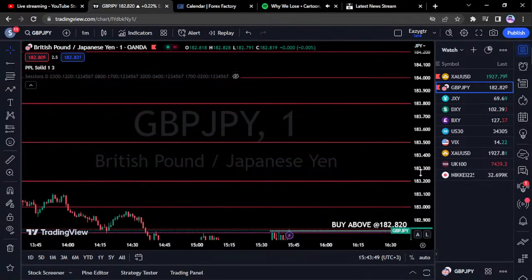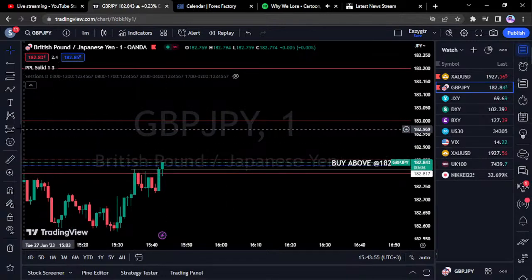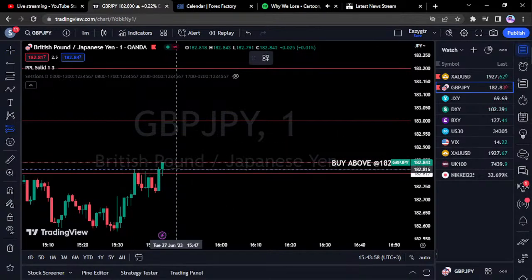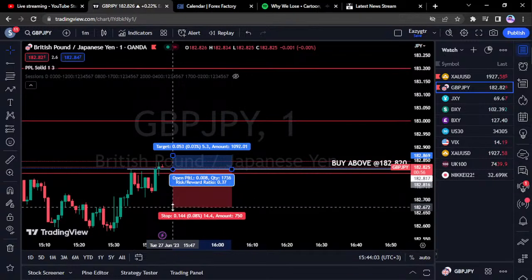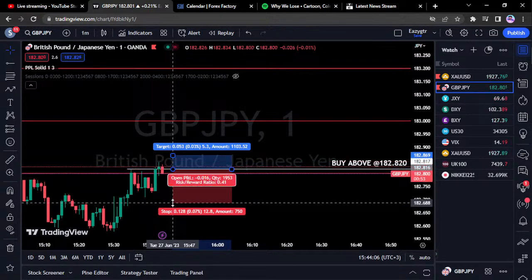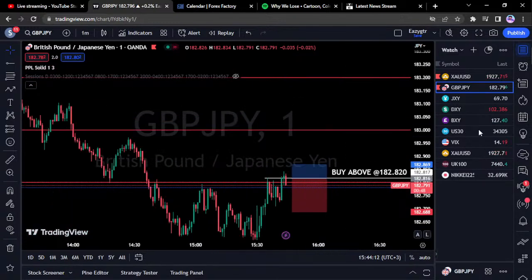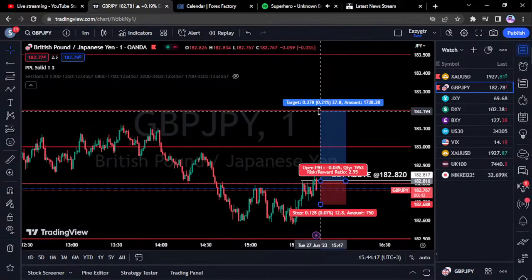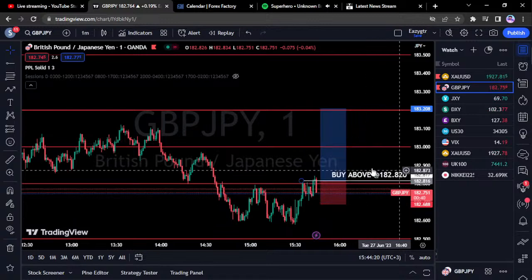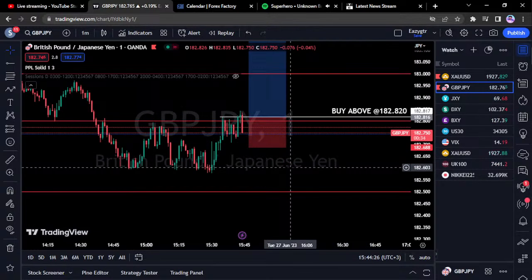Also for GJ, I've realized GJ has just broken. I had my buy stops exactly at 182.820, and my stops are just here for approximately 12 pips. And I'm expecting it to drive to 183.200. So this might be our first loss because we have no other way to manage this trade.